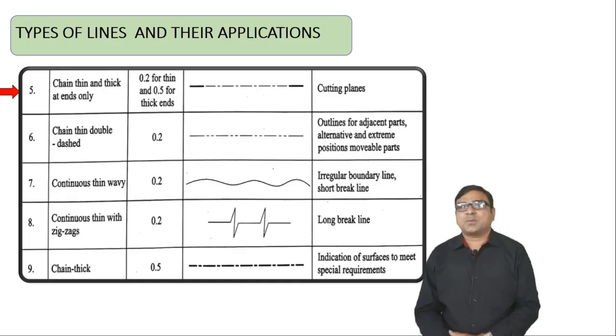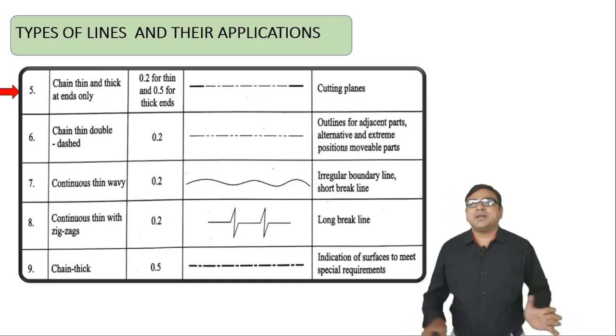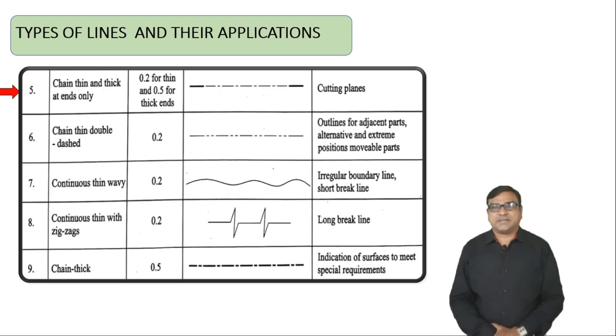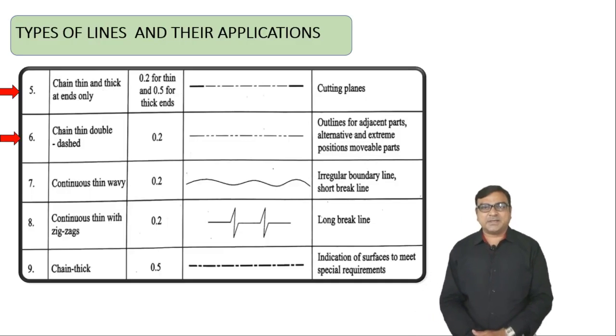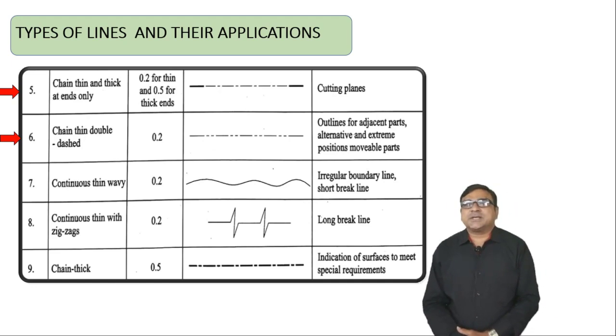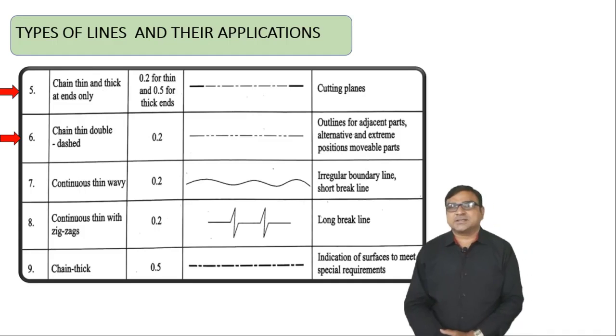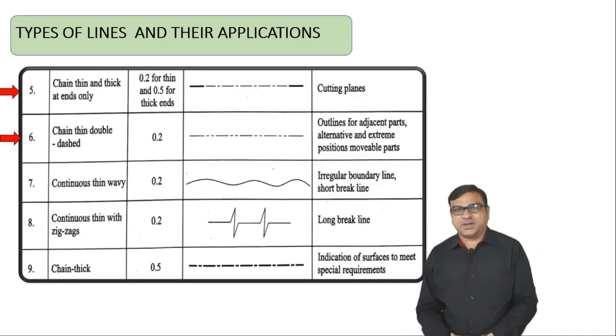Now in this line, the end portions of the line are 0.5 mm thickness and the remaining part is 0.2 mm thickness. Now this line is used to represent the cutting planes on the drawing. Then chain thin double dashed, 0.2 mm thickness, and in drawing it represents outlines for adjacent parts, alternative and extreme positions for removable parts.